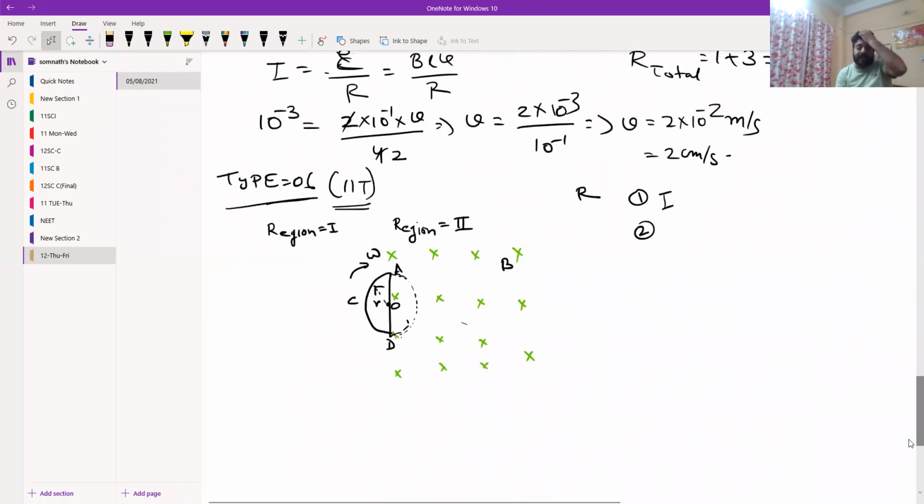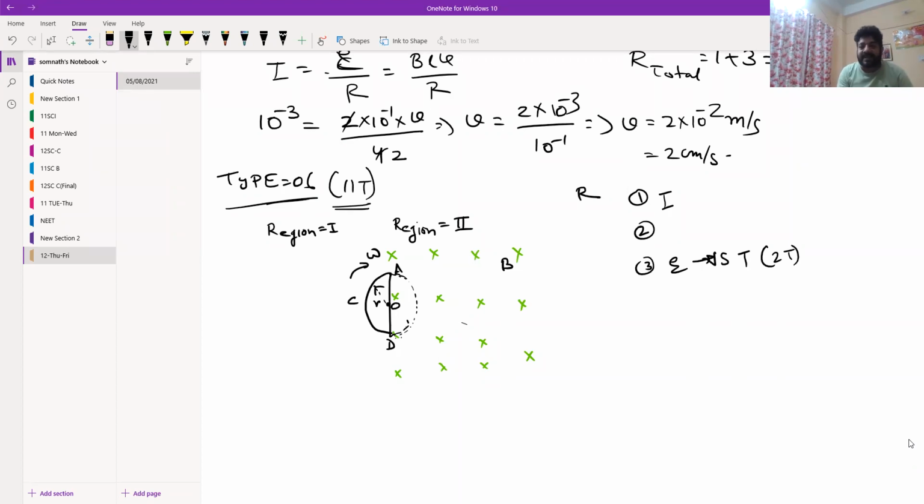Now, the second one: show the direction of the current when the loop is entering into region 2. And third, you have to plot a graph between the induced EMF and the time, induced EMF versus time, for 2 periods of rotation, meaning up to 2T. We will see that later.